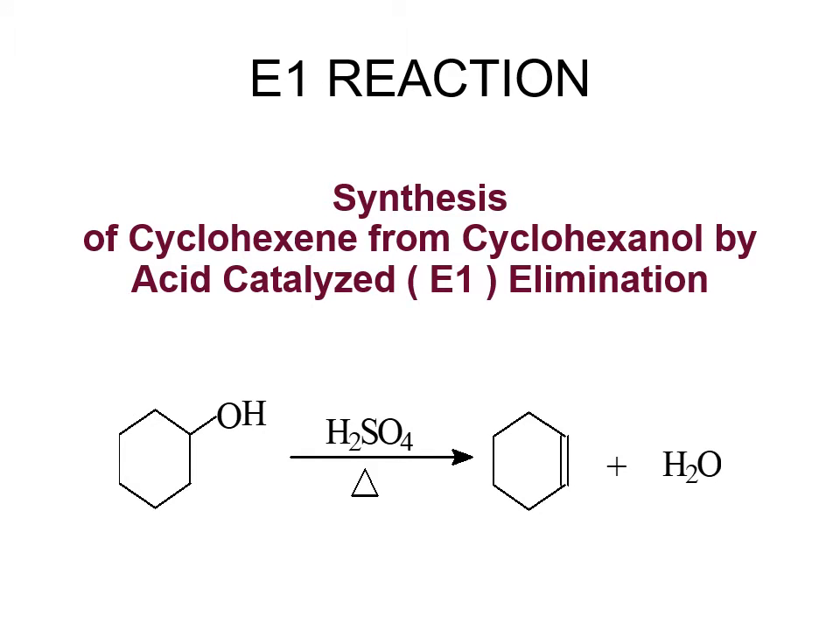Here you can see the reaction conditions for this E1 reaction in the synthesis of cyclohexene from cyclohexanol. It's what's known as an acid-catalyzed E1 reaction, E1 standing for elimination, unimolecular. You can see here your cyclohexanol. You treat it with sulfuric acid and heat, and you end up with cyclohexene plus water.